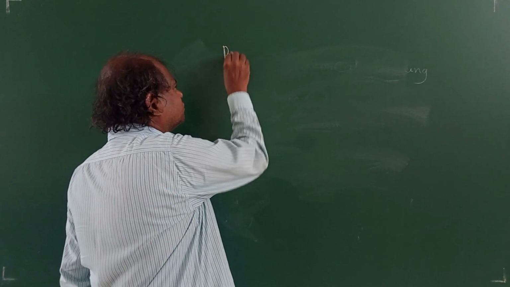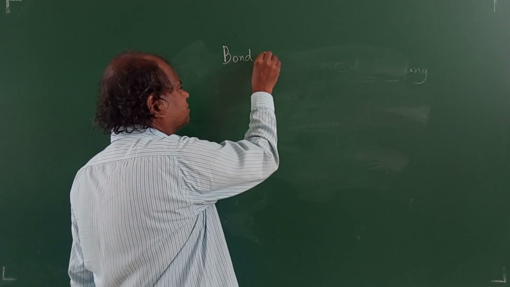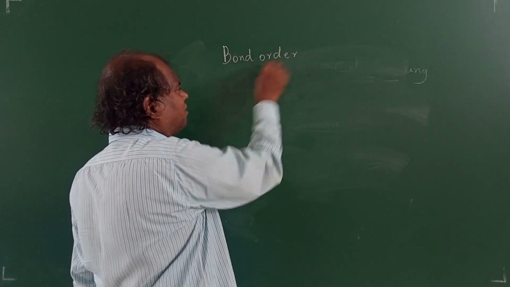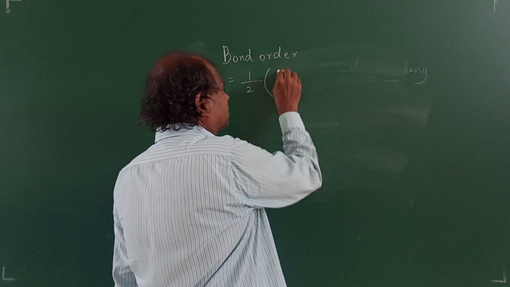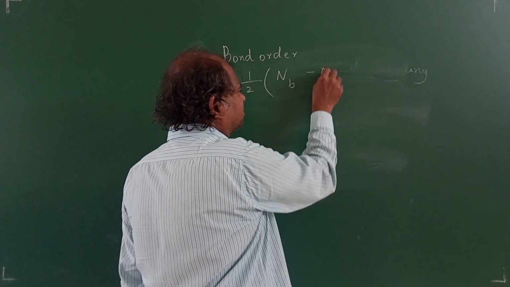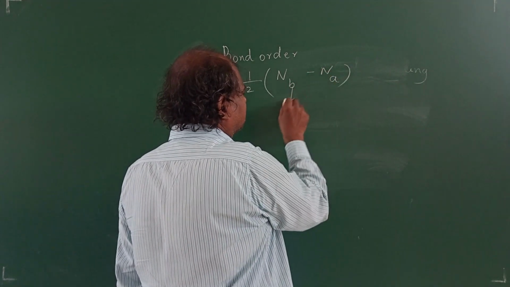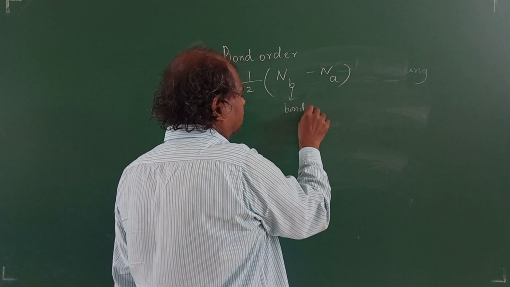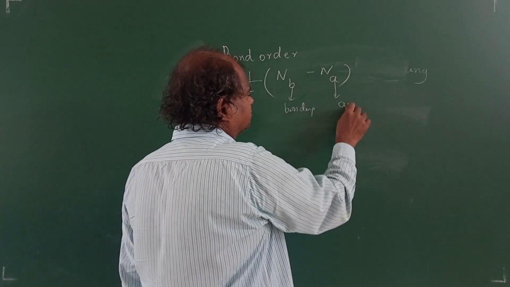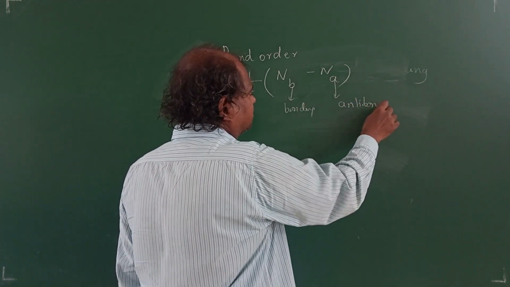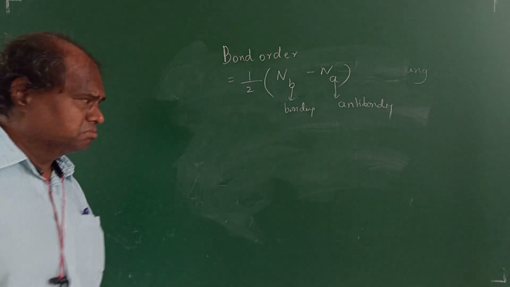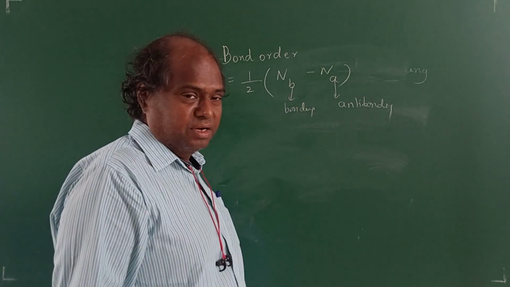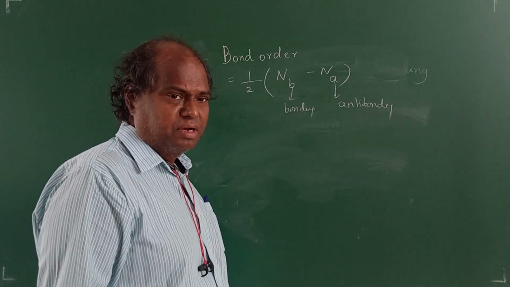Now there are some terms here which are very important. What is bond order? For every question, they'll ask you bond order. Bond order is defined as half of the number of electrons in bonding minus the number of electrons in anti-bonding, divided by 2.